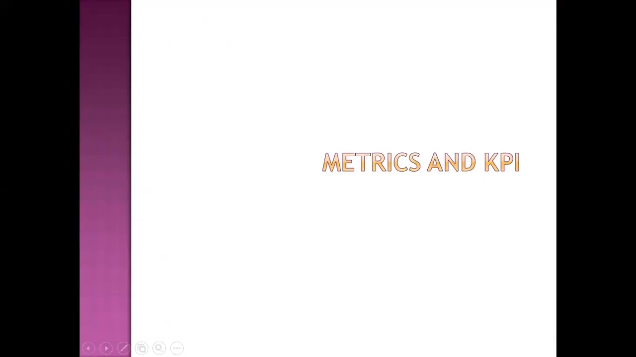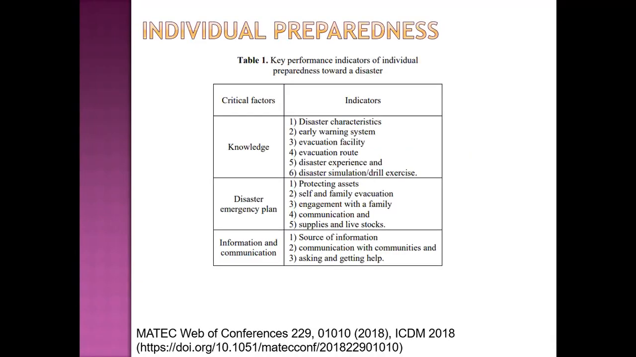Then finally, briefly about various matrices and key performance indicators in disaster preparedness as well as the disaster. So individual preparedness, I have taken from this article. So the factors include knowledge, disaster emergency plan, information and communication. And these are the indicators. This is actually a very interesting article and readers are referred to this DOI, digital object identifier of the article.